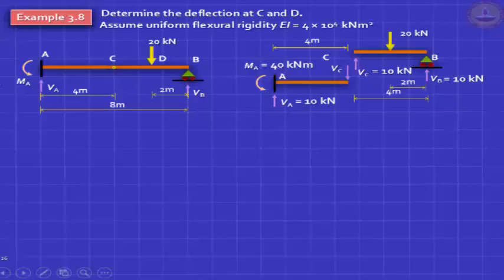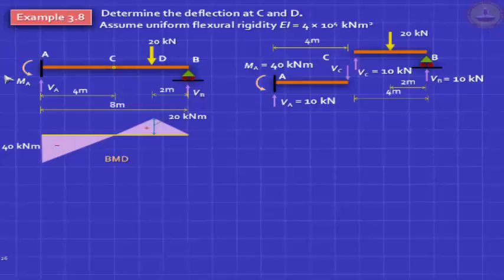Okay, so that's known. With that, you can draw the bending moment diagram. We did this in the last class. So you've got the bending moment diagram.